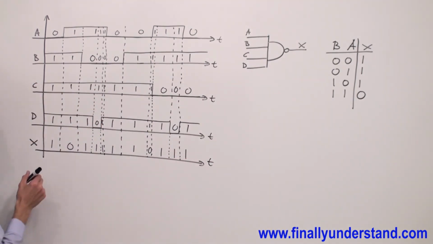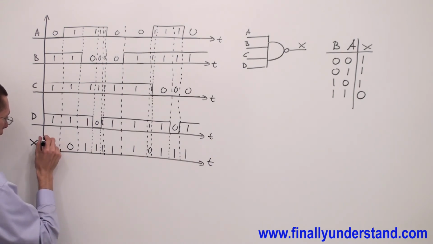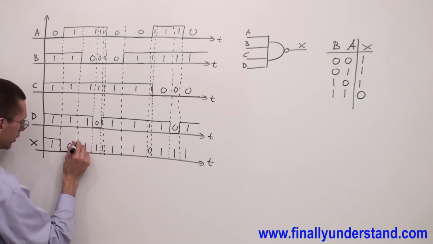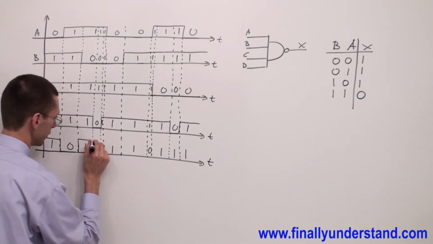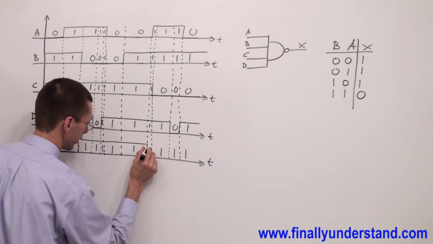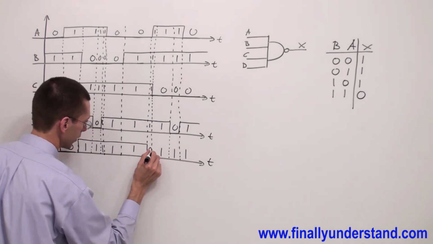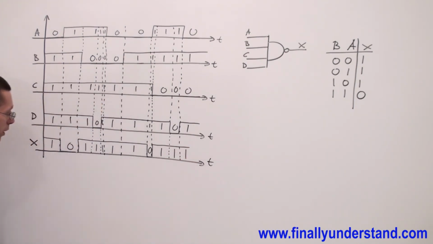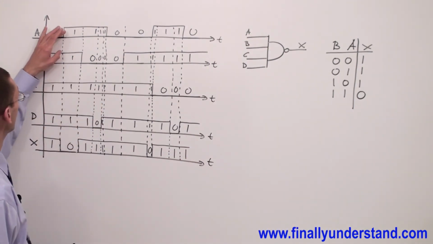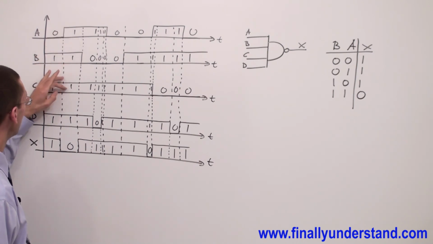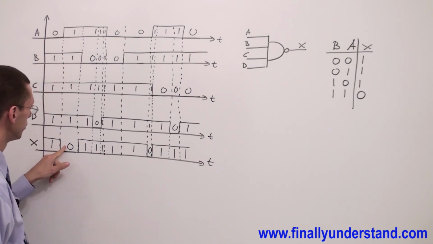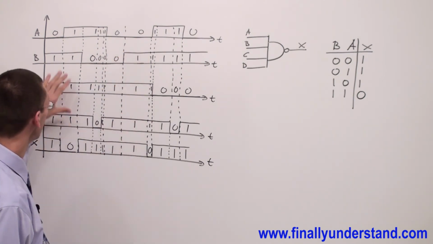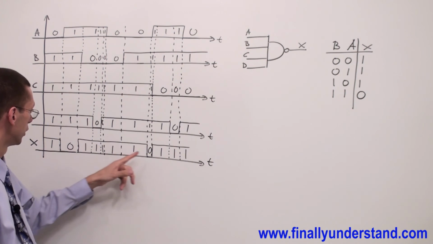Now I'm ready to draw the output waveform. I have high, I have low, and I have highs over here, and I have low over here, and I have highs. Remember, when all inputs are receiving high, the output is going to be low. And I got highs at these two times only, that's why I got lows.